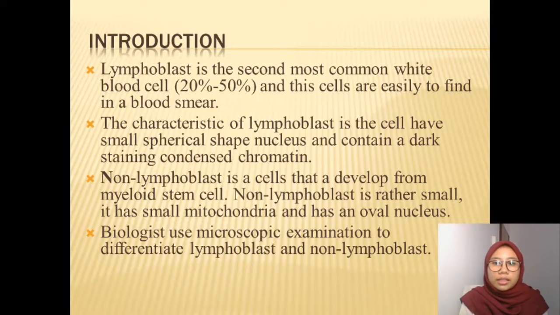Non-lymphoblast is a cell that develops from myeloid stem cells. Non-lymphoblast is rather small, it has small mitochondria and has an oval nucleus. Biologists use microscopic examination to differentiate lymphoblast and non-lymphoblast.